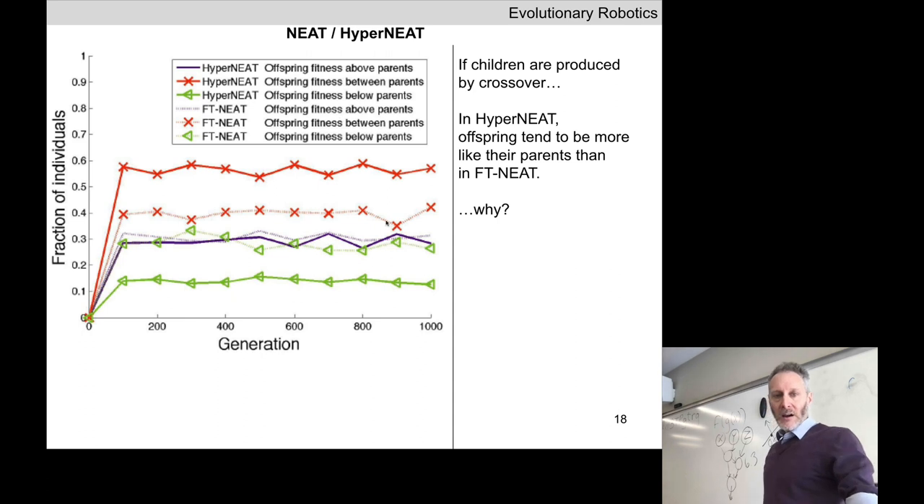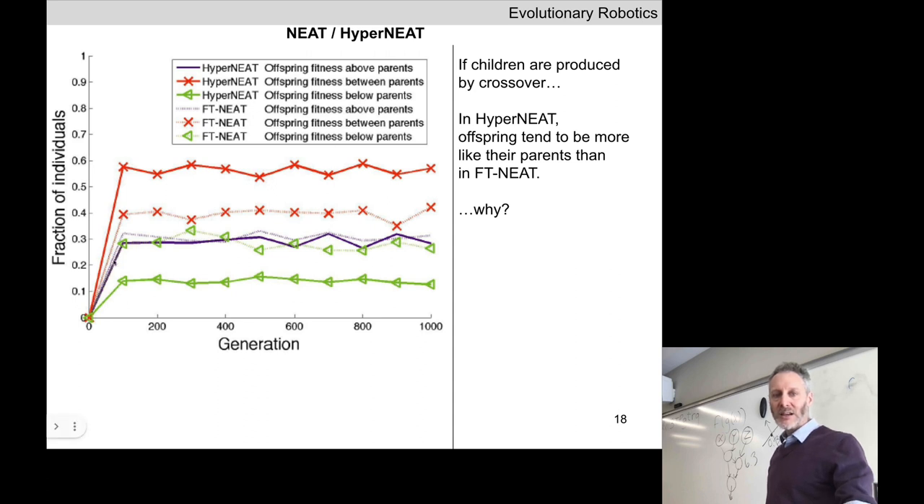Yeah. You'll notice in the case of HyperNEAT here, if we look at the solid purple here, this is for HyperNEAT. These children, the solid purple line, they had fitness that was better than both parents.